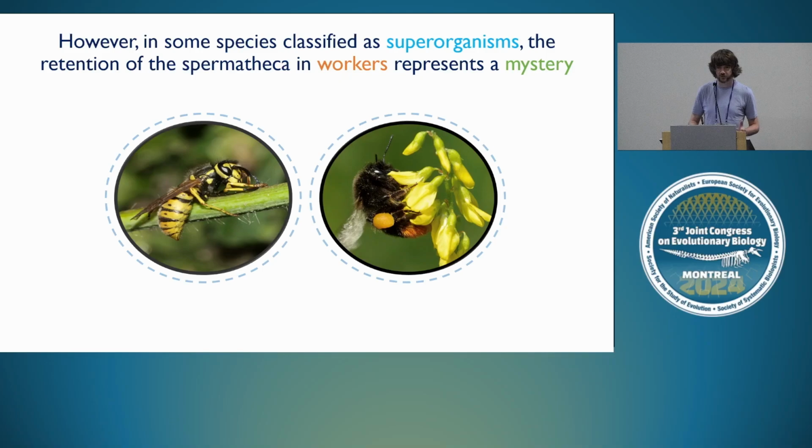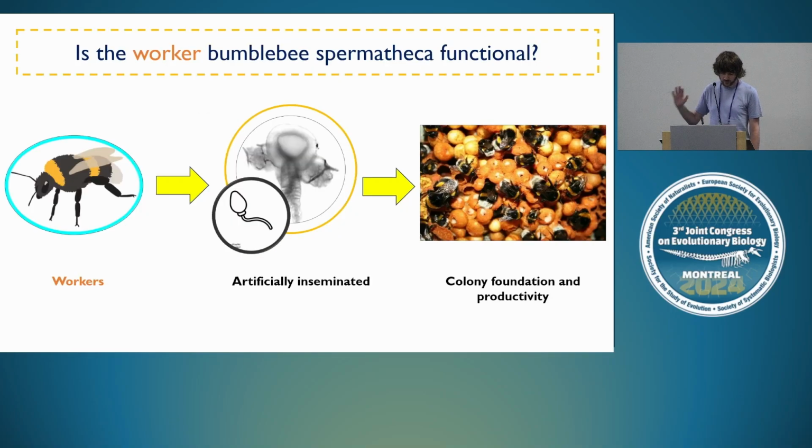And this raised a lot of questions of why keep a metabolically or energetically costly organ, which may also contribute to conflict at the social level. So this project had a very simple question to start off with. So is the worker bumblebee spermatheca functional?